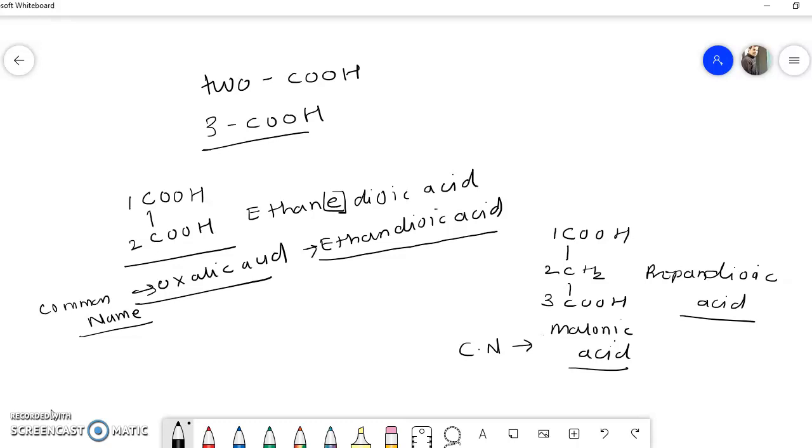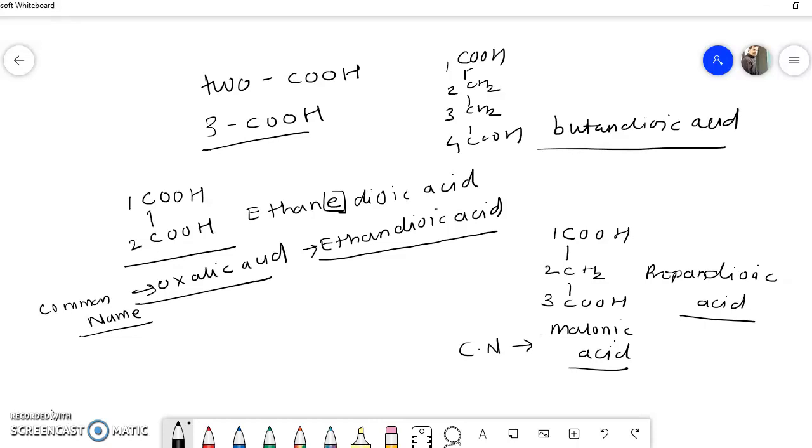Okay. So sometimes what happens? Three COOH groups are there. If three COOH groups are there, like this CH, CH2, CH2, COOH. So 1, 2, 3, 4. So the name will be butane. Now here you have to write down dioic acid. Okay, butanedioic acid. So in this way, carboxylic acids are given name in the IUPAC system. So I hope you have easily understood the nomenclature of this carboxylic acid.